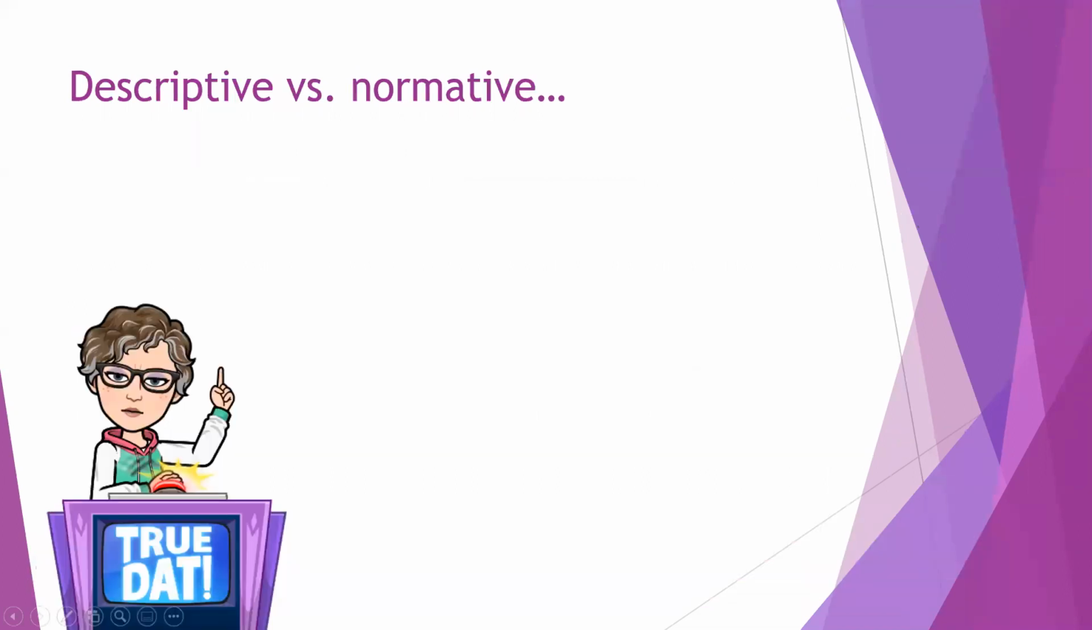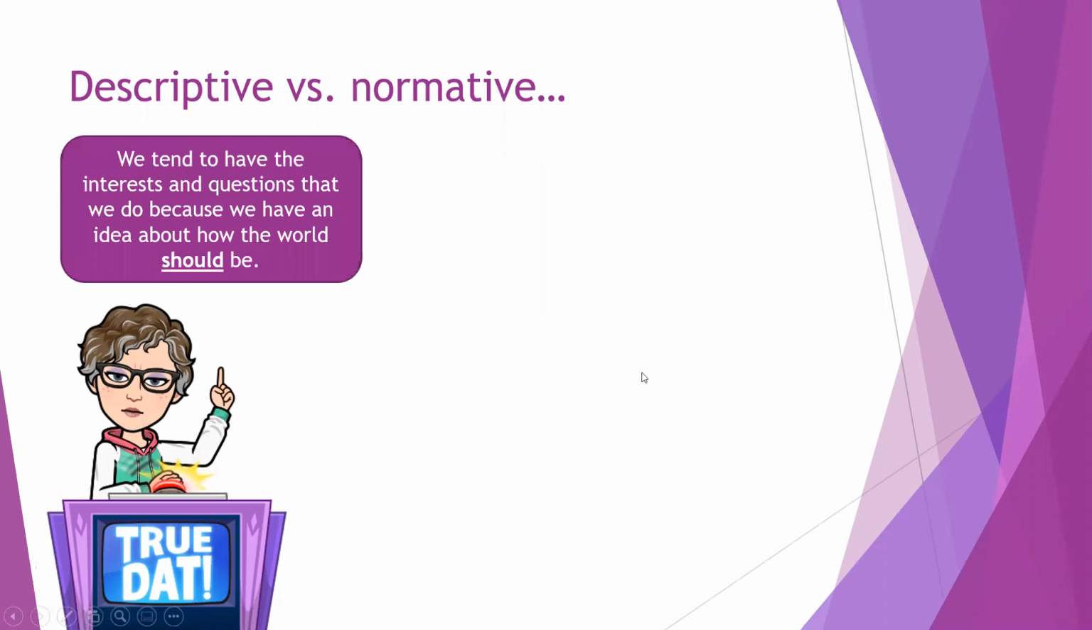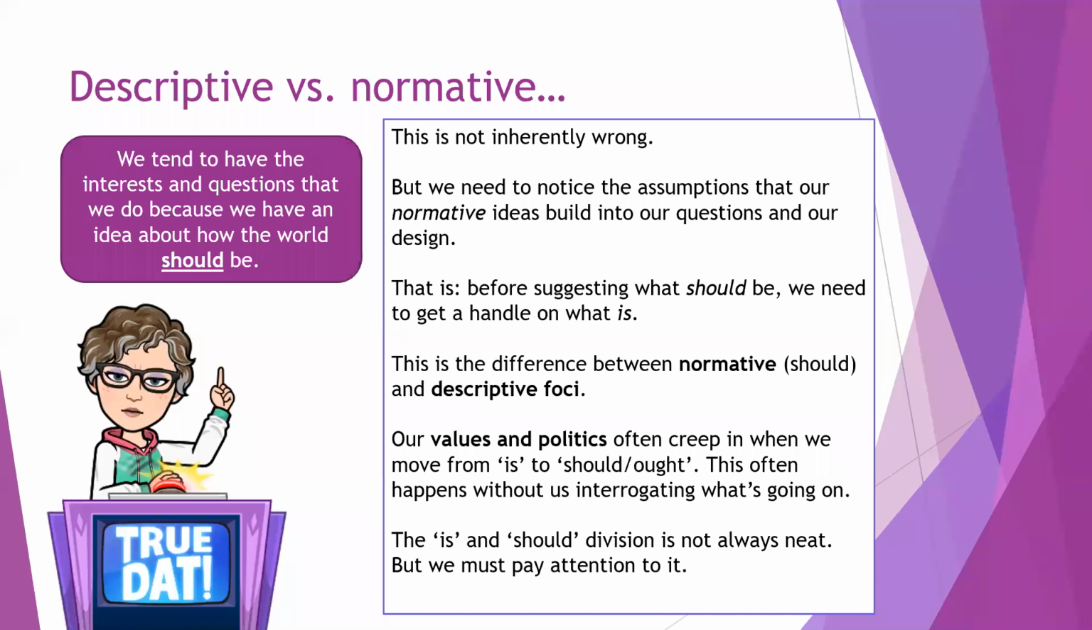So just to kind of package this up, we tend to have interests and questions based on what we think the world should be like. So we all have normative ideas about what would be a better world, particularly in education. And those often feed into the types of questions and research ideas we have. And that's not inherently wrong, but we need to notice those assumptions. We need to notice our normative ideas that are built into our questions and our research design.